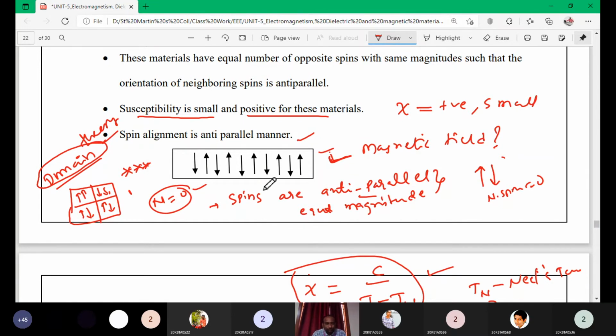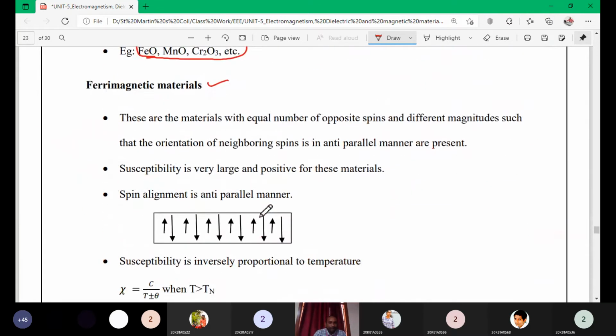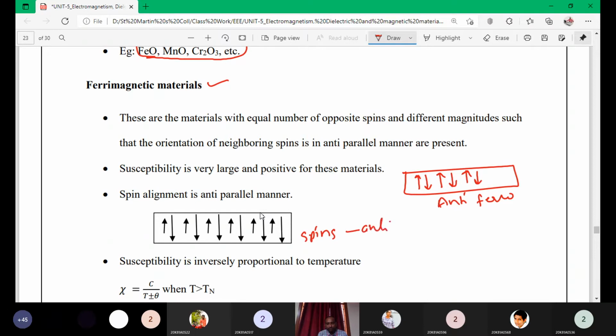Okay, so this is antiferro and ferrimagnetic material. Here the main difference between ferro and antiferro: in antiferro, spins are of equal magnitude and anti-parallel or opposite. But here, in ferri, spins are anti-parallel but not of equal magnitude. You can write the comment here: spins anti-parallel, but not equal magnitude. The magnitude is different.